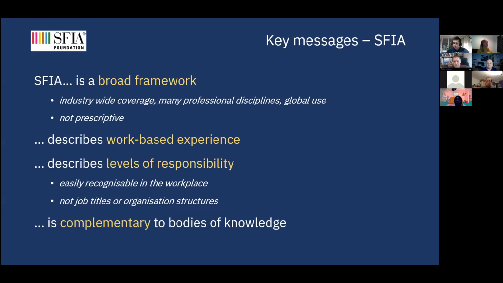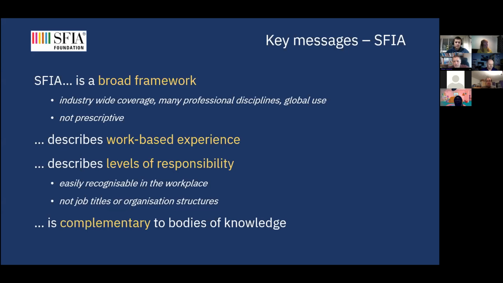You know, it's better to put it out there, make it useful, and encourage people to pick up Sophia and use it in many different ways. It's not describing knowledge, so it's quite different than the Babok in that way. It doesn't claim to be a body of knowledge. What it describes is work-based experience and the levels of responsibility at work that would be easily recognizable to you when you pick it up.